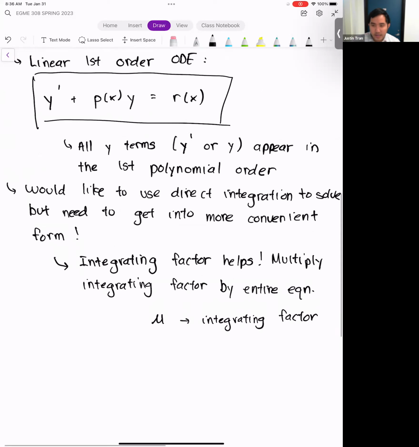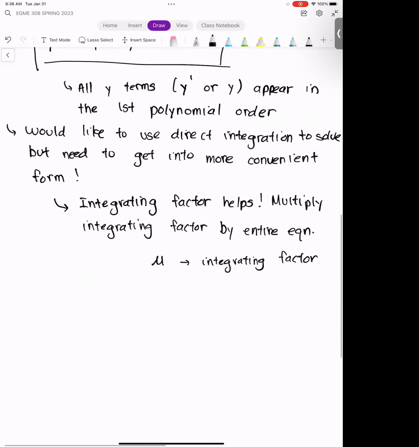So what I'm going to do is take this equation up here, the box equation, and multiply that entire equation by mu. Okay. And so if we do that, we end up with the following. We get mu y prime plus mu p of x y equal to mu r. Now I was a little bit sloppy with the notation just now, but the mu is going to be a function of x. And so it's not a constant, it's actually going to be a function.